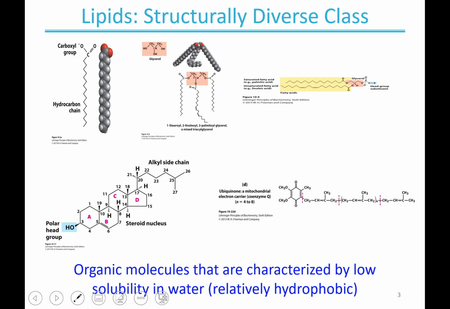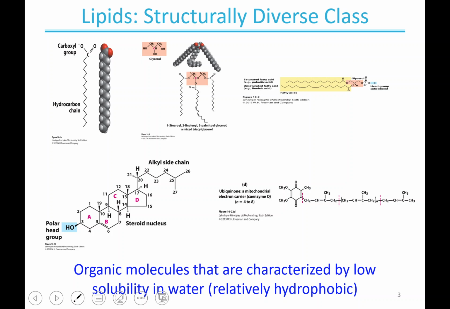You can also have other lipids that really don't look anything like that, right? So things like cholesterol has this structure, okay, and you have these 4 rings here, which is what we call the steroid nucleus, and then a long hydrophobic alkyl side chain. Okay, so these are cholesterol, and then the derivatives of that would be the steroid hormones.